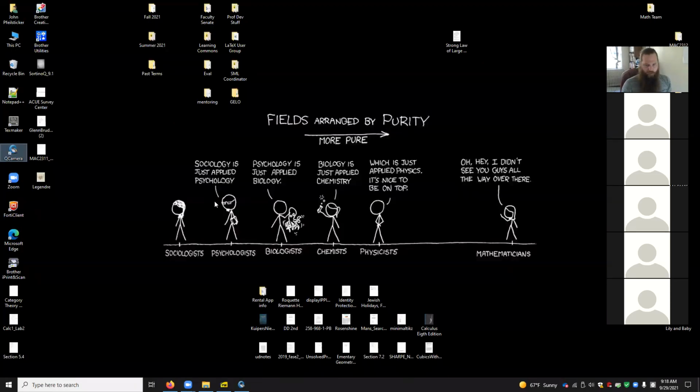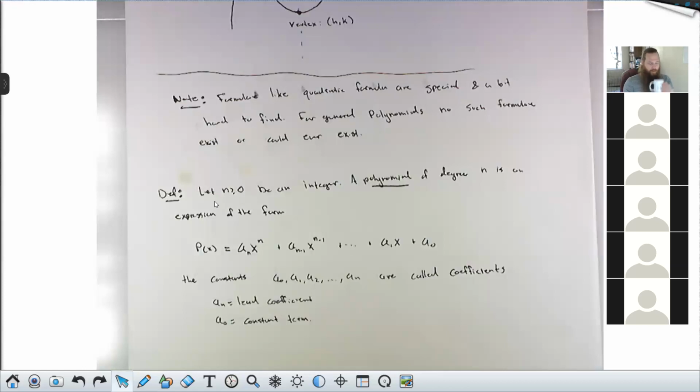I have a question. Yeah. So on the polynomial degree where you write down like a_n x^n plus the rest, is that not a geometric sequence? It's kind of like a geometric series.